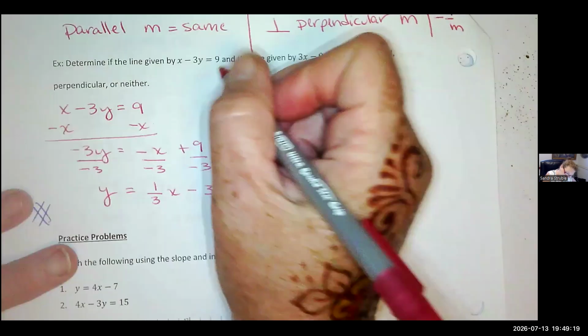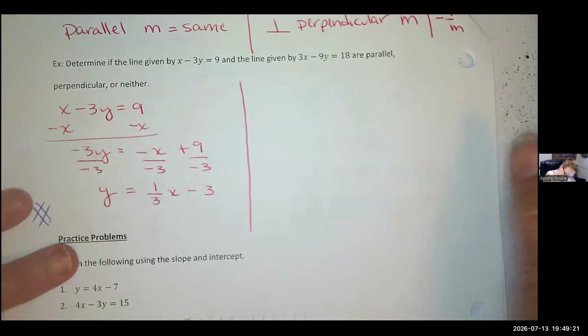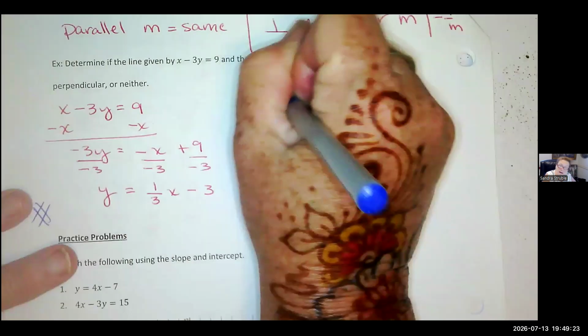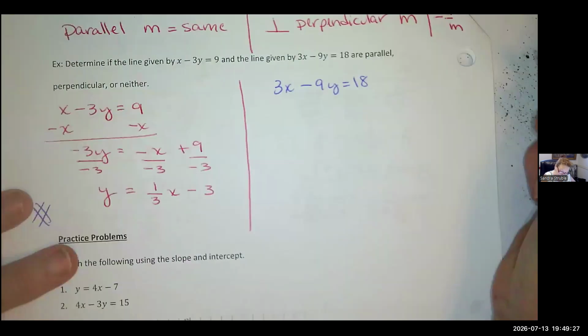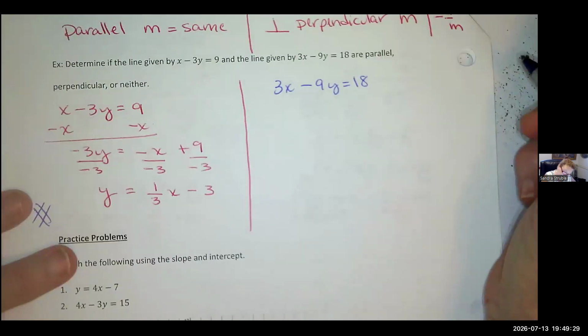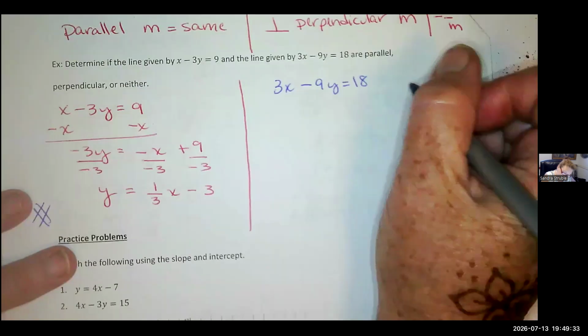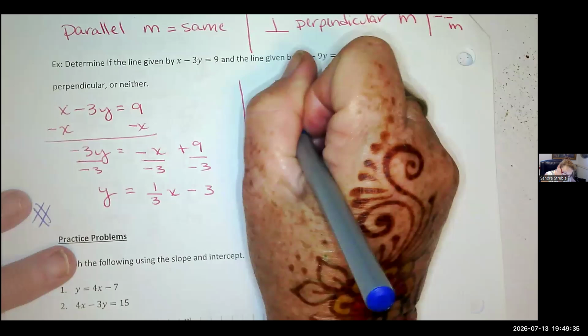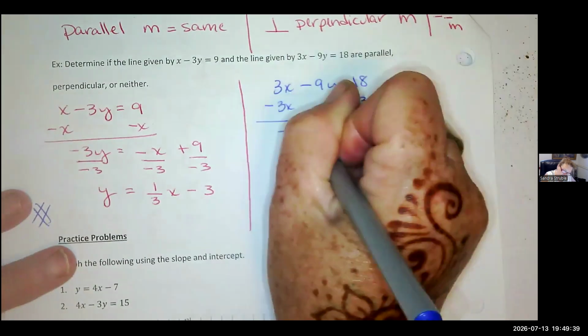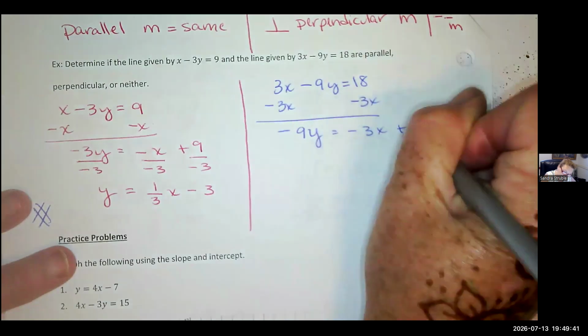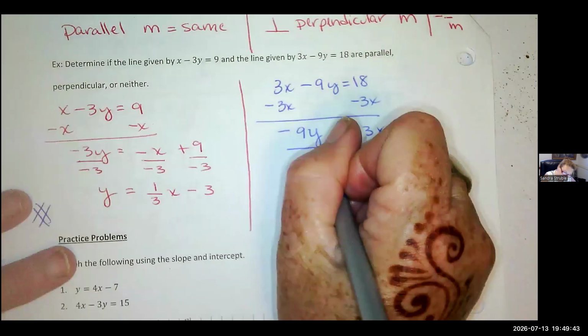Here's a different flavor. 3x minus 9y equals 18. Pause the video and attempt it yourself, solving for y. Okay. I'm going to subtract 3x from both sides. Negative 9y is equal to negative 3x plus 18. And I'm going to divide all terms by negative 9.